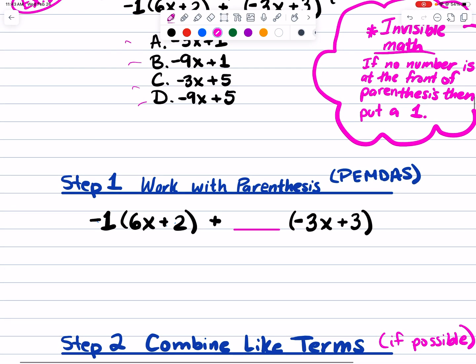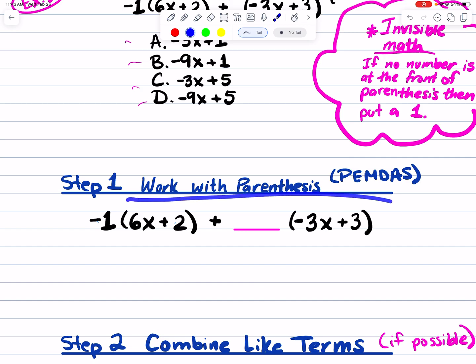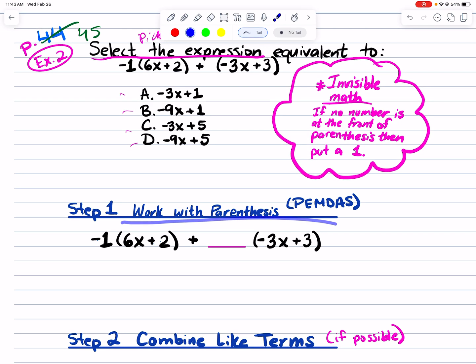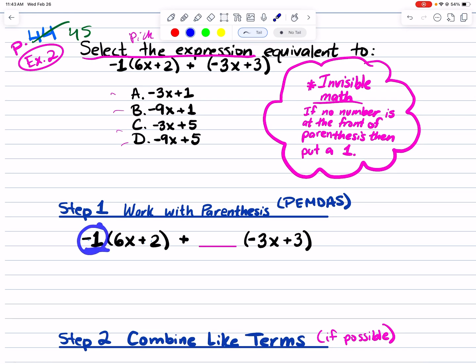So first step, it says work with the parentheses. It's PEMDAS. I see that there is a number in front of this, so I'm going to leave it as is. And then here, there's a number, invisible math, put a 1. And luckily, it is a positive 1. It is a positive one, so that means that it's not going to change. So honestly, I'm just going to copy it down, 3x plus 3. Because when you distribute, it's the same thing anyway, because it's positive.